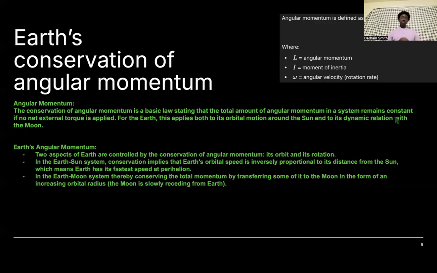So what does all this have to do with Earth's conservation of angular momentum? Basically, angular momentum is very important because without it, we wouldn't be spinning at all. And without spinning, we just wouldn't be alive.